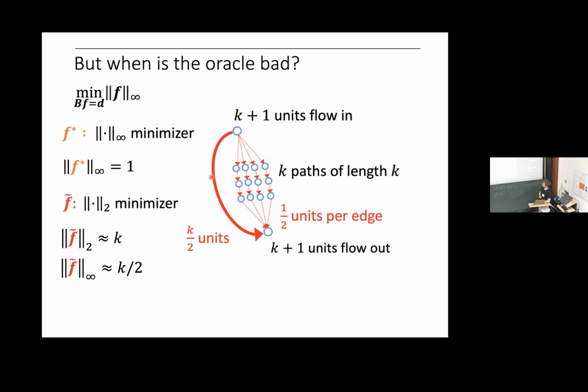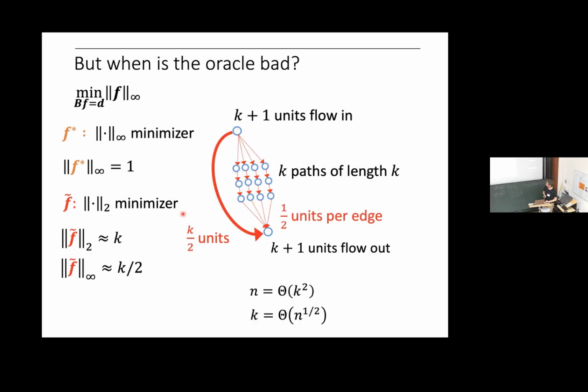So it's going to send half the flow on one edge. And that means that both the 2 norm and the infinity norm are about k. And so you get a width of k, and this graph has about k squared edges. So that's a square root of the problem size width. So this would give us the same as interior point methods get, like a square root of n or m number of steps.